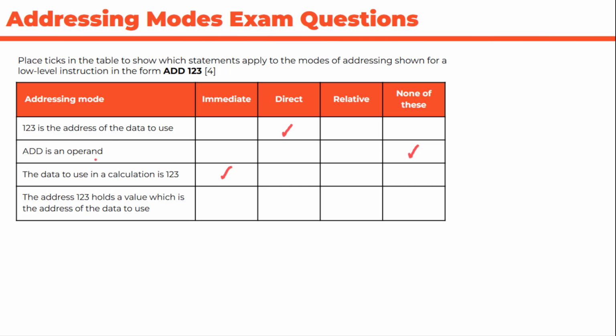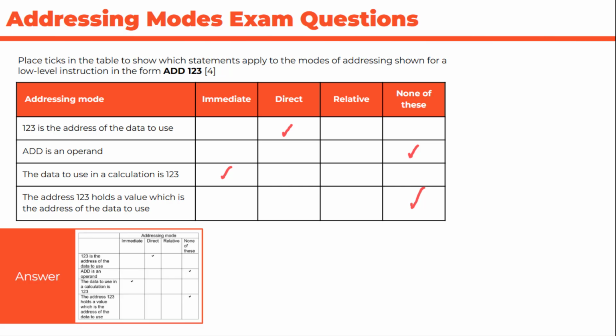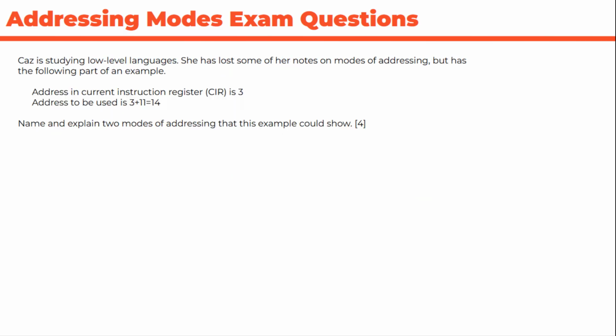And then here, the bottom one says the address. So again, not data, this one. Because it says address, I'm thinking it's not immediate. The address 1, 2, 3 holds a value, which is the address of the data to use. So this is address, which follows another address, and that is indirect. So that is none of the options that we've got here. So I'm going to have to tick this one. There we are. Nice easy 4 marks there. Let's have a look if we're right though. Oh, yep. Perfect. We are correct.